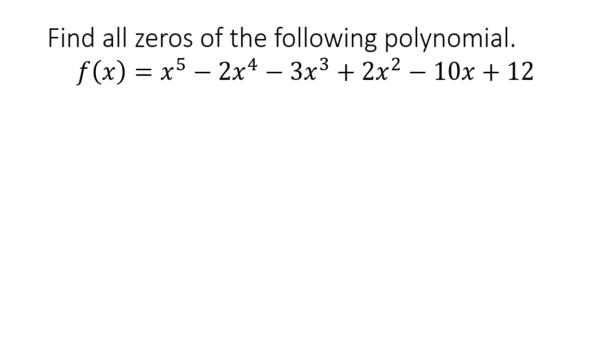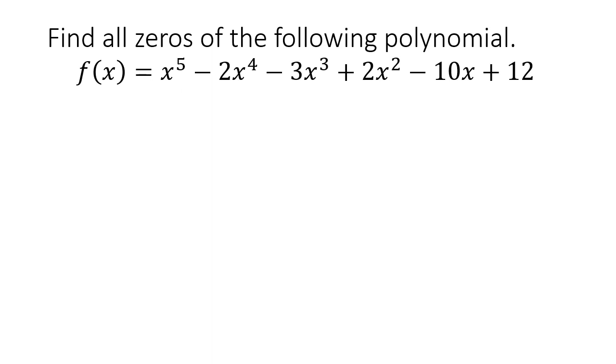Okay, let's put together everything we've learned so far and add in a little bit of logic to find all zeros of the following polynomial. F of x is equal to x to the fifth minus 2x to the fourth minus 3x cubed plus 2x squared minus 5x plus 12.